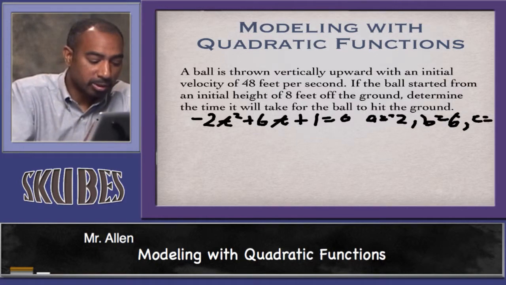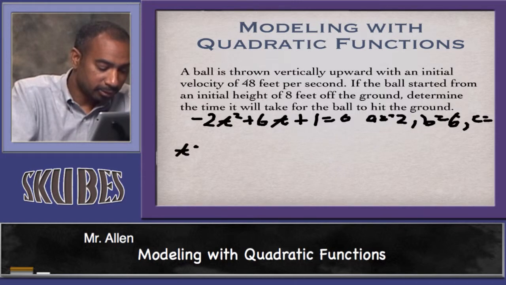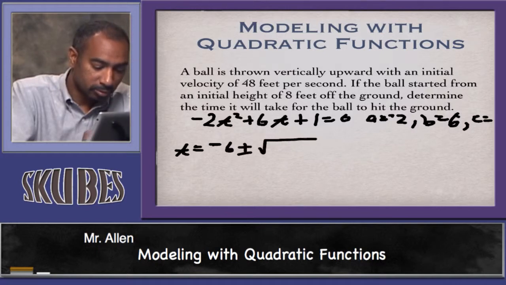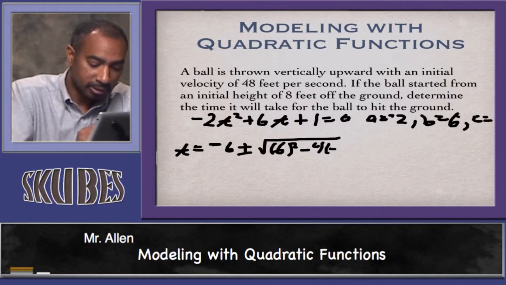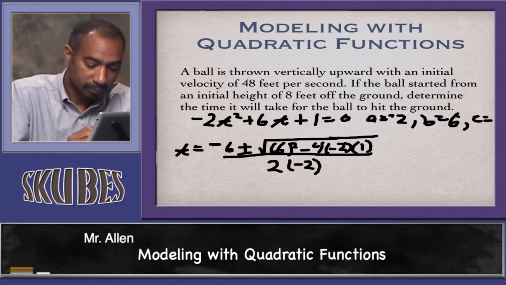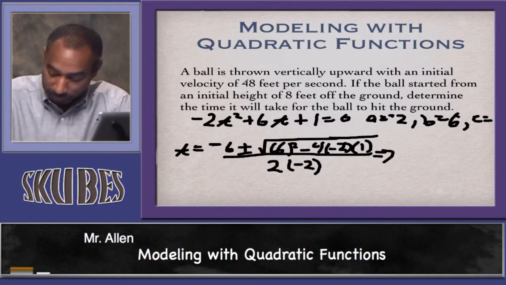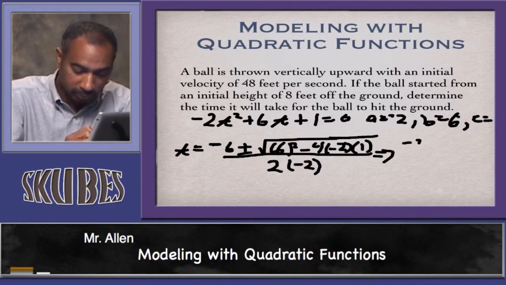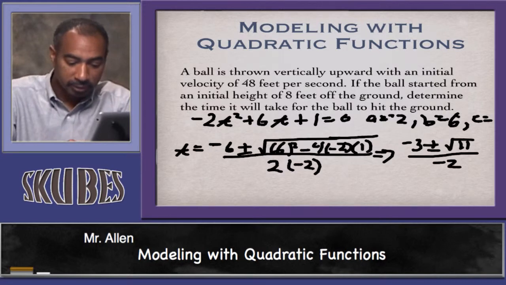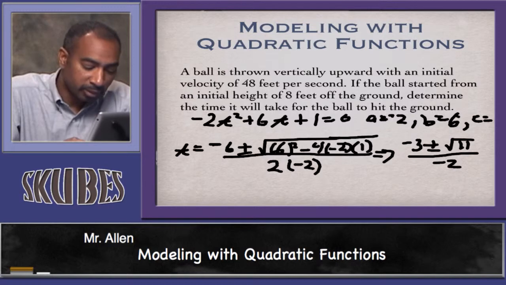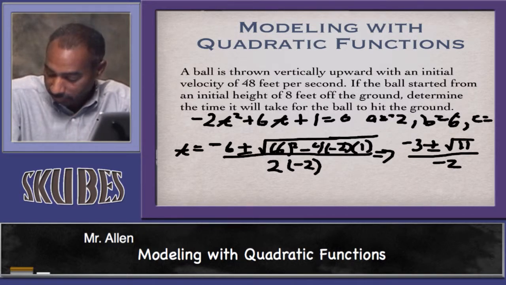You're going to evaluate that into the quadratic formula. So t is going to equal negative b, so that's negative 6, plus or minus the square root of b squared, 6 squared, minus 4a, where a is negative 2, times c, and c is 1, all divided by 2a. If you simplify this, you wind up with negative 3 plus or minus the square root of 11 over negative 2. All you can do is an approximate evaluation for the time, because there's no perfect square for the square root of 11.